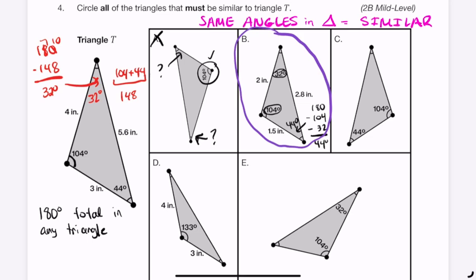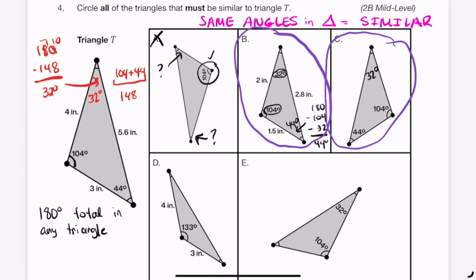Okay, same idea for C. We have the same angle measures given. 104 is given, 44 is given, and then this has to be 32 degrees for the same reasons as was true in our original. So we have the same angles. All three angles are the same. So that's going to be similar.